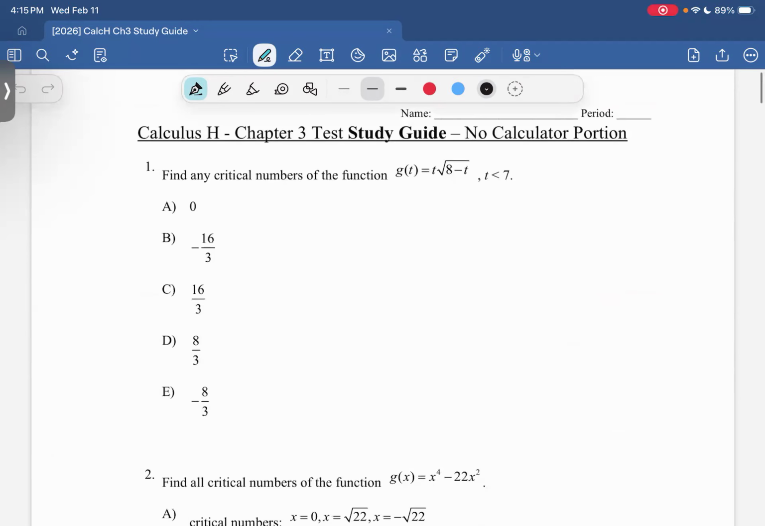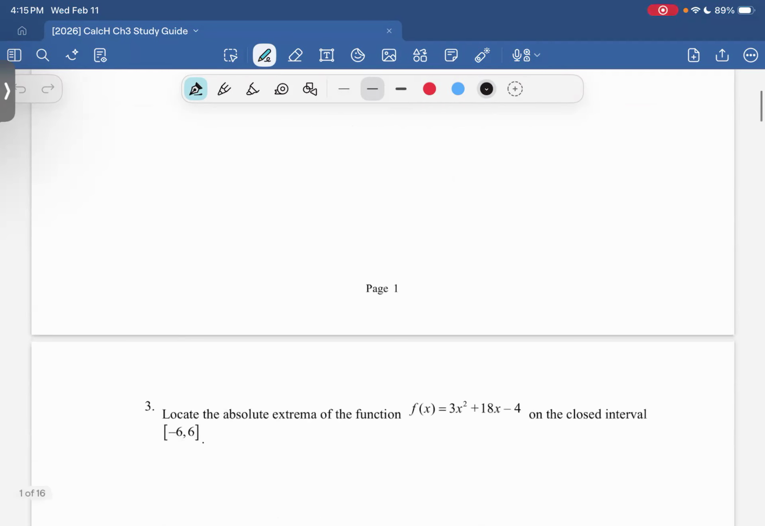Okay, so do make sure that you have the most up-to-date version, because there were some typos in the previous one, which would be confusing if you were to do that.